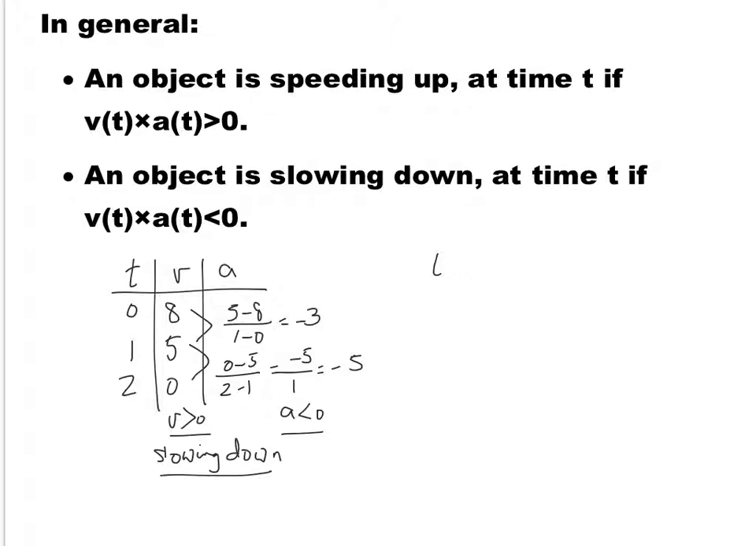The last case is going to be when the velocity is negative, let's say negative 8, negative 5, and 0. Negative only represents the direction of the velocity, which is downward. If we assume upward is positive, again, the object is slowing down because 8, 5 to 0, it's slowing down.